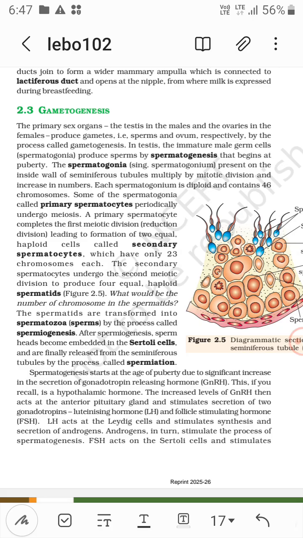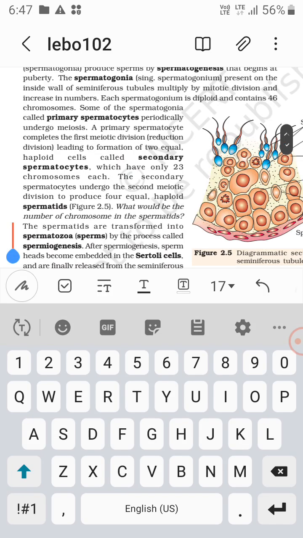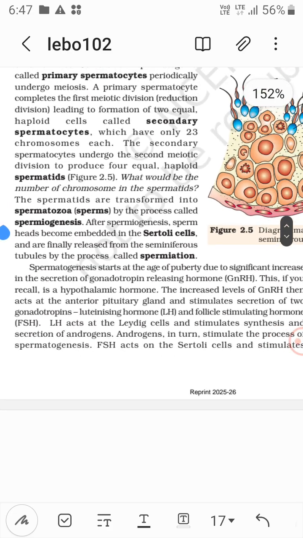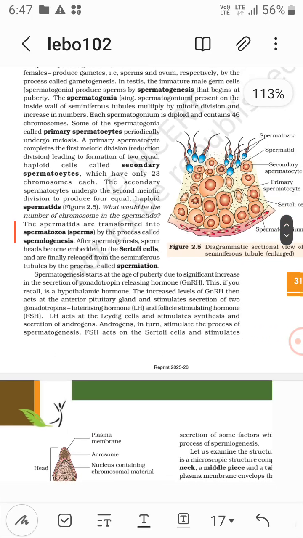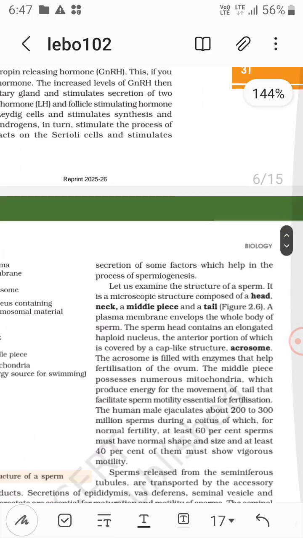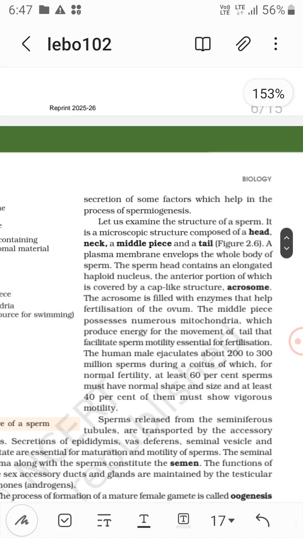Now spermatogenesis starts at the age of puberty due to a significant increase in the secretion of gonadotropin releasing hormone, that is GnRH. If you recall, it is a hypothalamic hormone. The increased levels of GnRH then act at the anterior pituitary gland and stimulate secretion of two gonadotropins: LH, luteinizing hormone, and follicle stimulating hormone, FSH. LH acts on the Leydig cells and stimulates synthesis and secretion of androgen, and androgen in turn stimulates the process of spermatogenesis. Now FSH acts on the Sertoli cells and stimulates the secretion of some factors which help in the process of spermiogenesis, right?